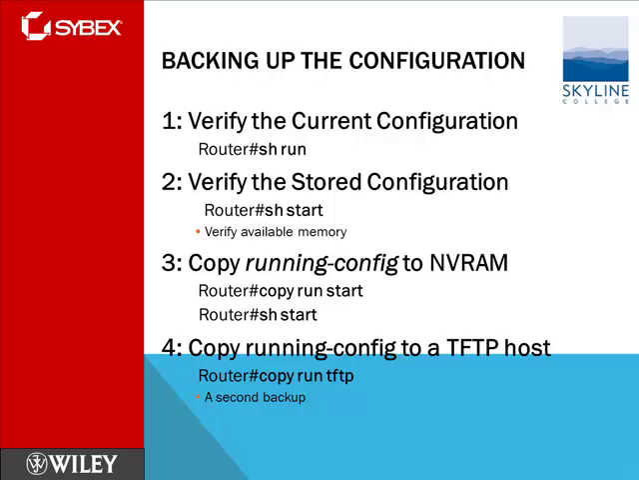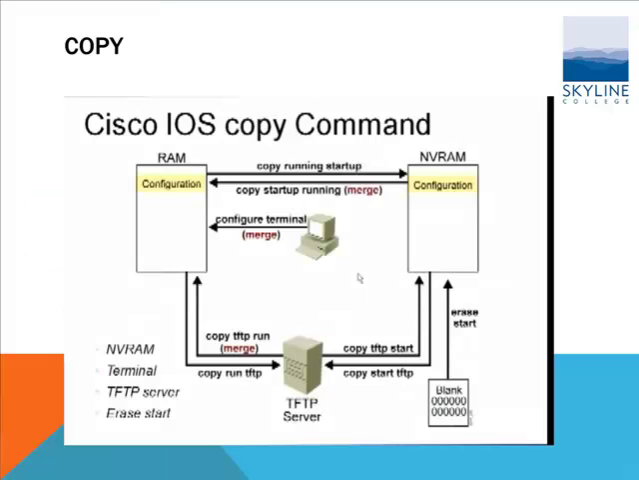Copy run TFTP will copy the running configuration to a TFTP server. When you want to get it back, you copy TFTP to whatever. If we had the startup config and we wanted to restore it, we would copy TFTP. Copy source destination is the way these things go. So if we wanted to get it from a TFTP server, copy TFTP startup. We would restore the startup config.